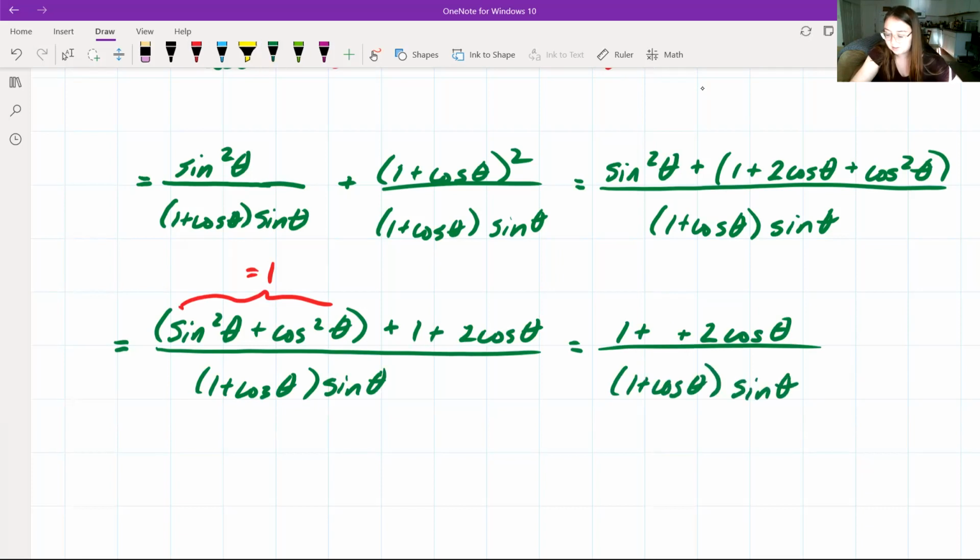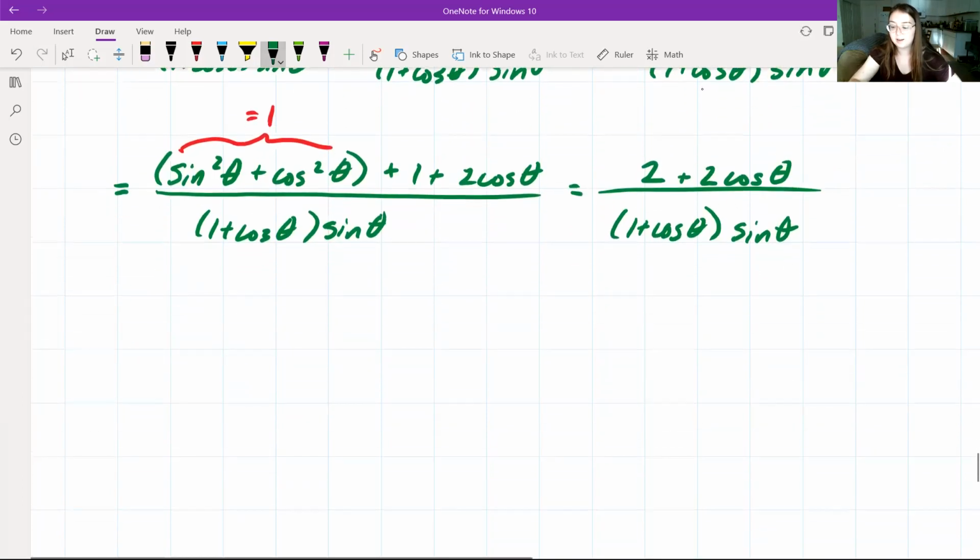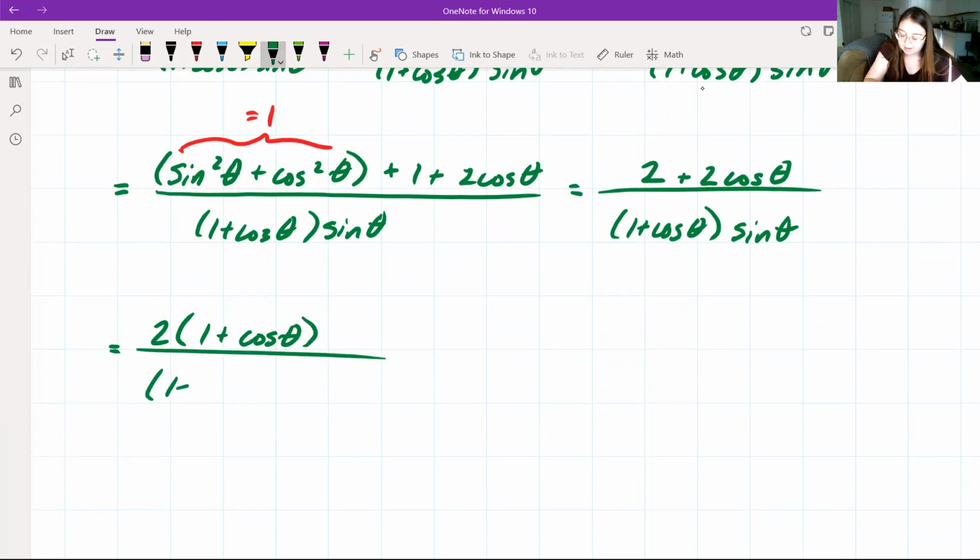1 plus 1 we know is equal to 2, so really this is 2 plus 2 cosine of theta. Now if we factor out 2 in our numerator, we can say 2 times 1 plus cosine theta, which we're dividing by 1 plus cosine theta times sine of theta. And our 1 plus cosine thetas cancel.